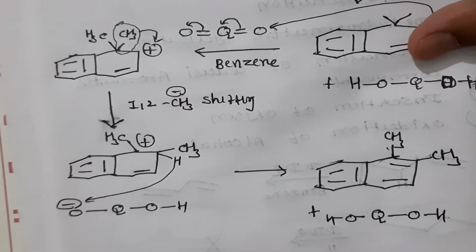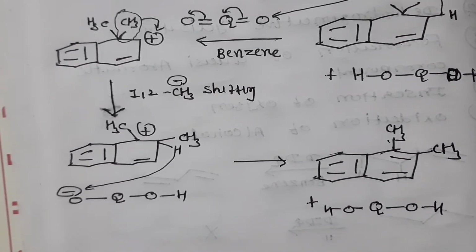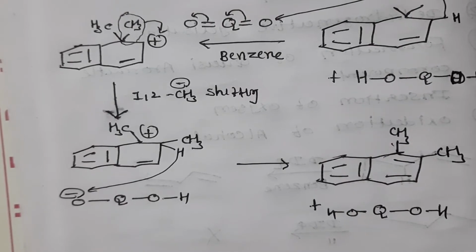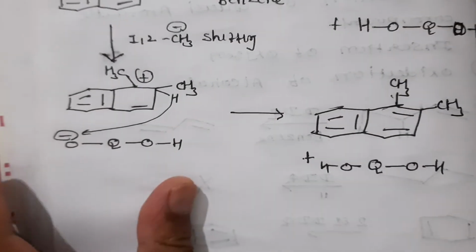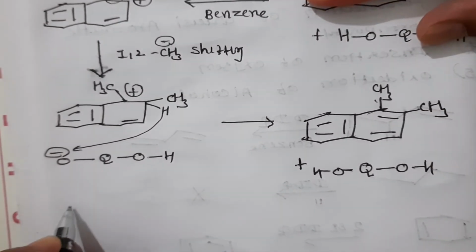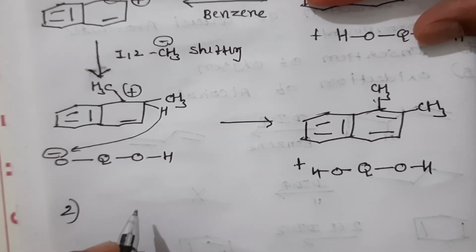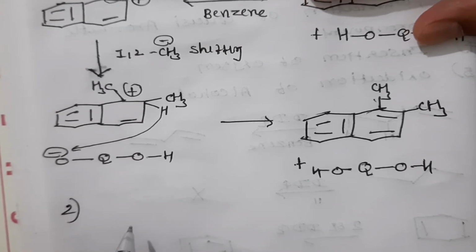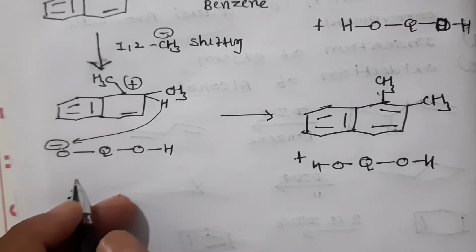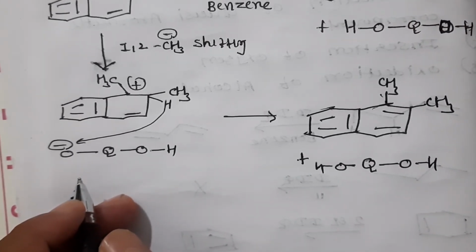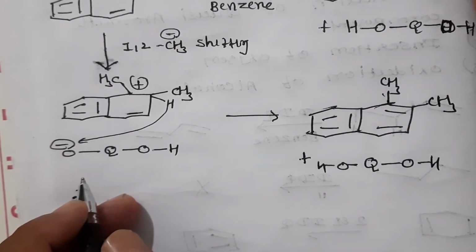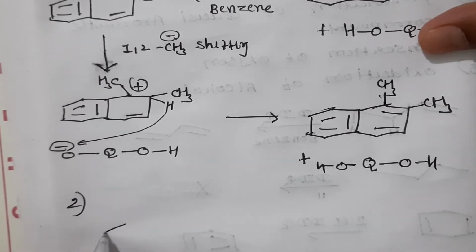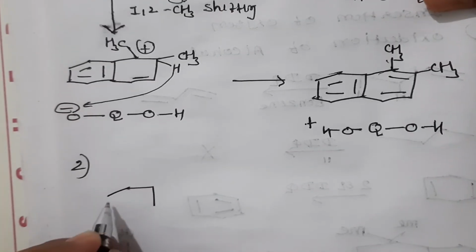So this is the first step. In the first step, dehydrogenation is formed. Now the second application is dehydrogenative cyclization. We will discuss with the help of an example. So in the dehydrogenative cyclization, we can see. Let me see one more example. The example is like that for the second application.